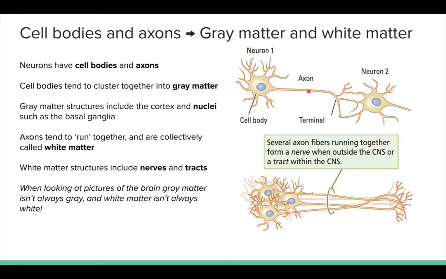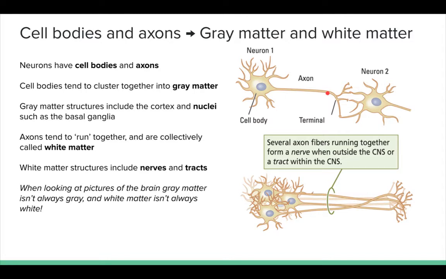The axons of neurons also tend to cluster together or run together, and when they do that, we collectively call them white matter. Now, when axons form white matter inside the brain, we say that they form tracts within the brain. When they do that outside of the brain, we say that they form nerves. So whenever you think of white matter, think of the axons all running together in a bundle.